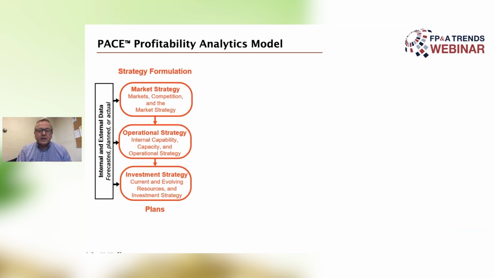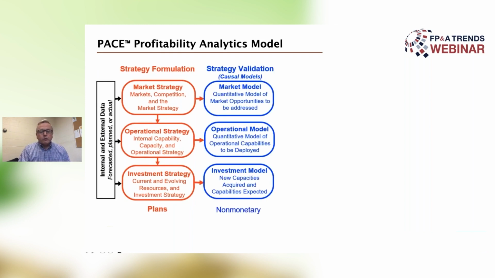Coming across now to the next slide, that strategy formulation across marketing, operations, and investment then forms a causal set of models. What is the causal quantitatively? What causes the marketing goals to be achieved? What are we looking for? What levers are we going to start maneuvering? What are the operational models and their causal factors, and the investment model? These are non-monetary measures to begin with, but they need to be monetized.